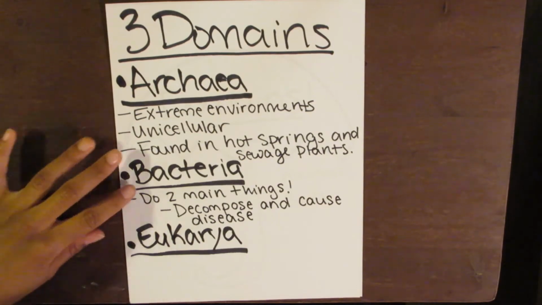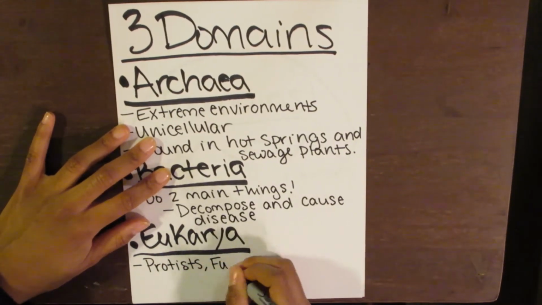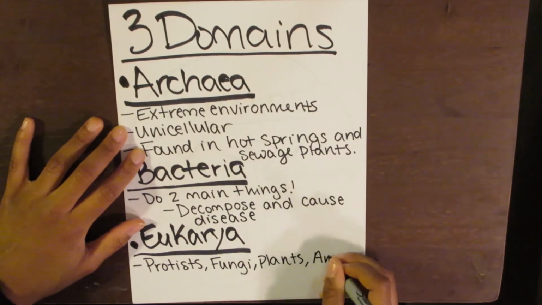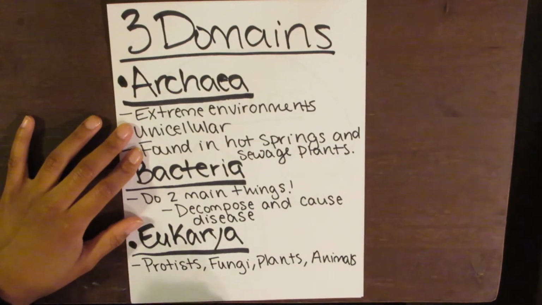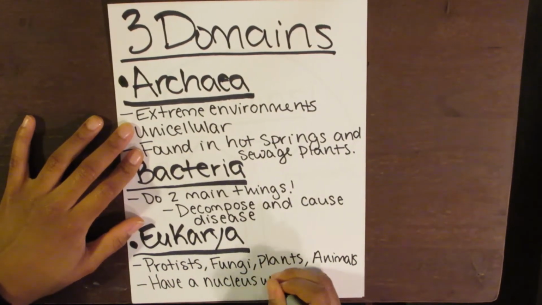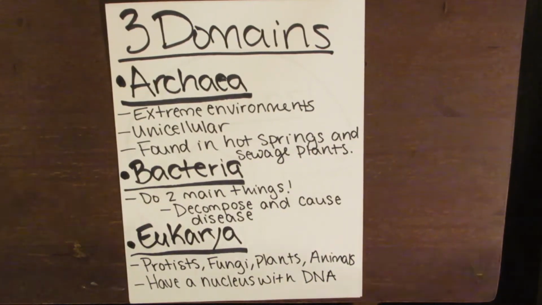And then we have eukarya. So these are going to be our protists, our fungi, our plants, our animals. And if you're a little confused, you're like, I don't know what some of this stuff is, it's okay, because I got you. We're going to learn about it in a couple of days. We got this. They also have a nucleus with DNA. So all of these things have DNA, but not all of them have a nucleus. The eukarya are the ones with the nucleus.